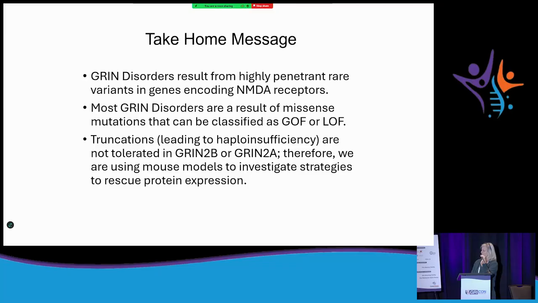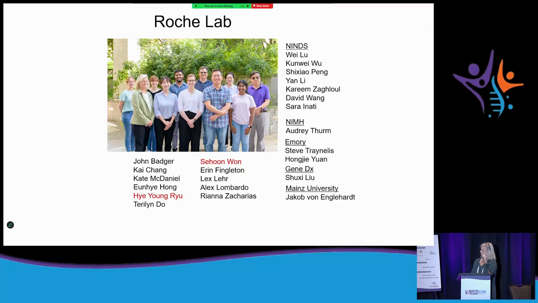So the take-home message: GRIN disorders result from highly penetrant rare variants. They're mostly missense. People spend a lot of time and effort trying to figure out their loss of function, gain of function. However, I think you can group together many of these truncations and potentially affect a larger population of affected individuals. And I think I thanked people as we went along. Hey Young's here at the meeting, and Sehun's not, but they're the ones that have driven the research. That's it.